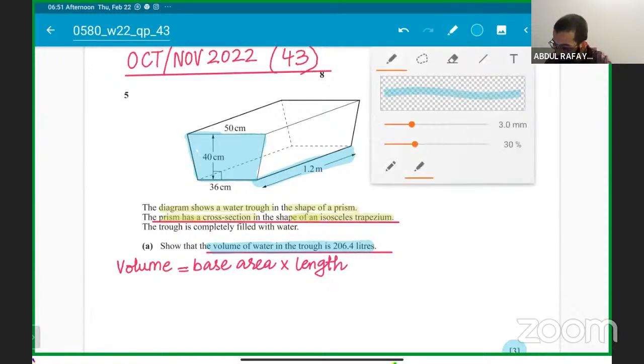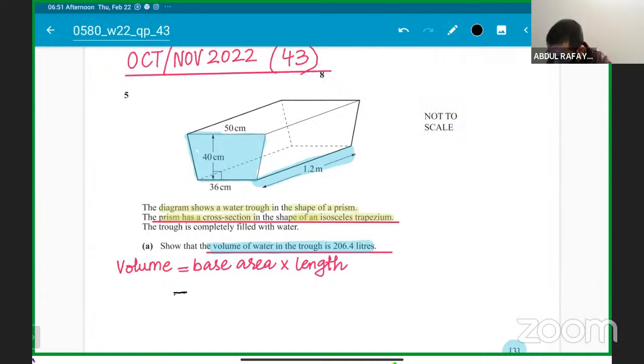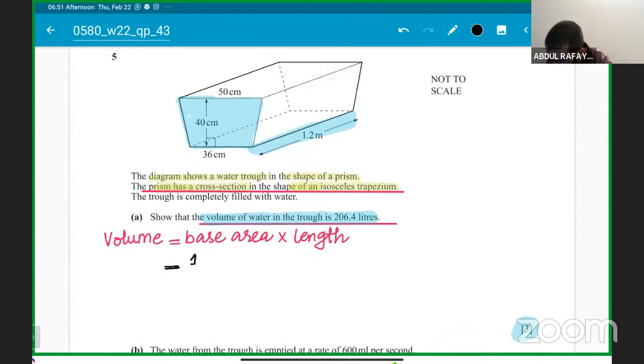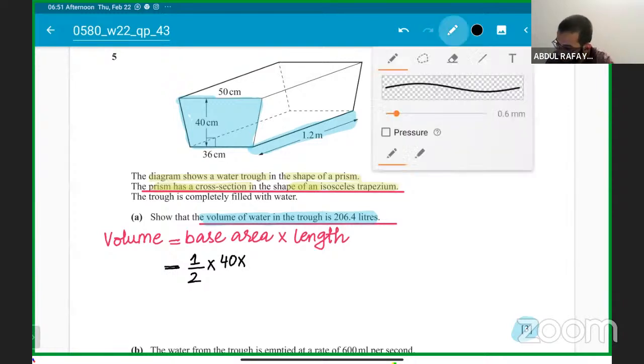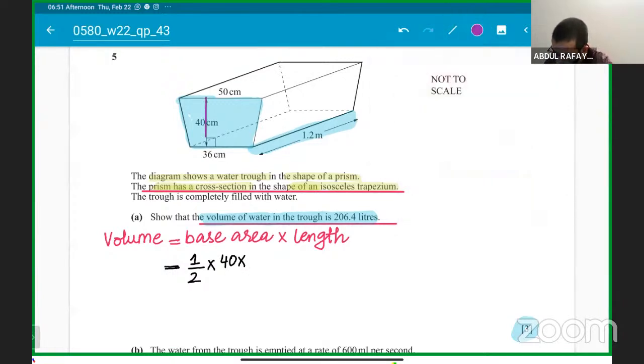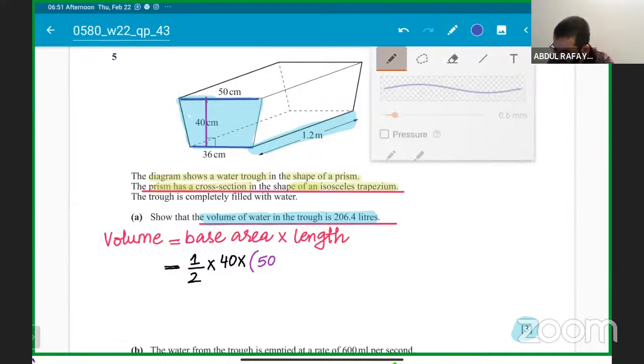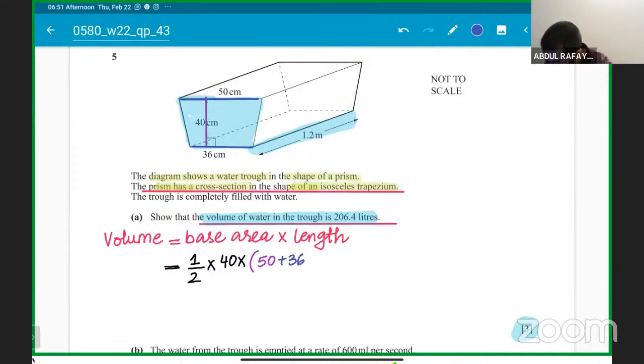So the base area will be the area of the trapezium, half into height. Height is 40 centimeter, must know, students. And we have the sum of the adjacent sides, 50 plus 36. So it will be half into 50 plus 36, the sum of the adjacent sides. Got it? Half into this is the area of the trapezium, multiplied by the length.